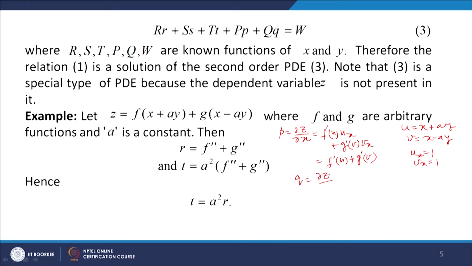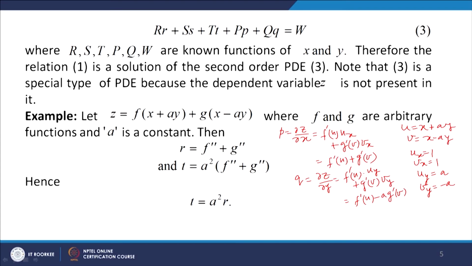So q equal to partial derivative of z with respect to y, and we get f dash u into uy plus g dash v into vy. Now u equal to x plus ay, so uy equal to a and vy is equal to minus a. So we get here q equal to a times f dash u minus a times g dash v.